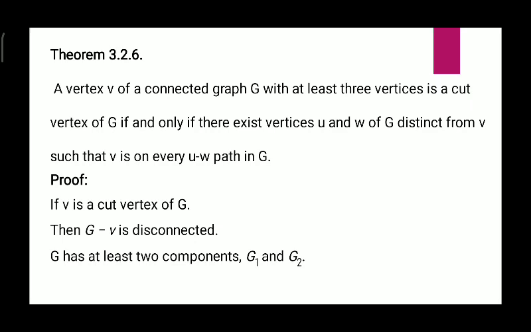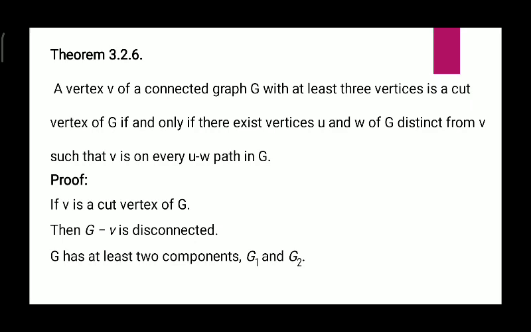Okay. So based on this, we have a theorem. A vertex V of a connected graph G with at least 3 vertices is a cut vertex of G if and only if there exist vertices U and W of G distinct from V such that V is on every UW path in G. This is a very important theorem. This theorem says, suppose G is connected and has at least 3 vertices and V is a cut vertex, then definitely there exist vertices U and W distinct from V, and V will always lie on every path between them.